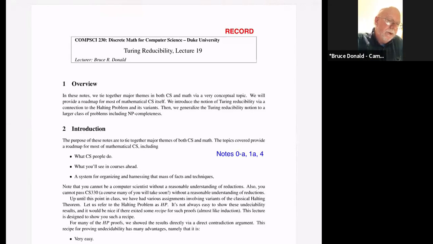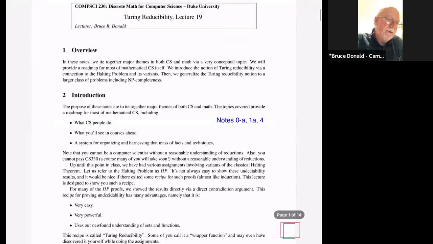One of the reasons for doing this is that proving things are uncomputable or computable is one of the major themes in both computer science and mathematics. It's a roadmap for basically all, or most, of mathematical computer science. This is what computer scientists actually do. You'll see it in courses ahead. Turing reducibility, named of course after Alan Turing, is a system, a roadmap, for organizing and harnessing all the facts and techniques we've been using.